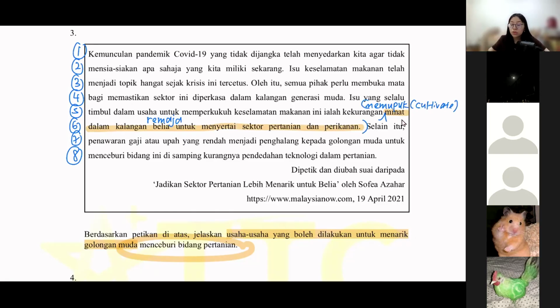Who can cultivate, for example, government. For example, pihak kerajaan. Memupuk minat dalam kalangan belia untuk menyertai sektor pertanian dan perikanan. And then maybe through the campaign, all this, campaign kesedaran. Okay, other than this, what else? This one very tricky because all they gave is facts. They want to make you confused. You cannot directly copy this one. So just tell me which one you think you can use. Other than 5 and 6, what else is the answer?